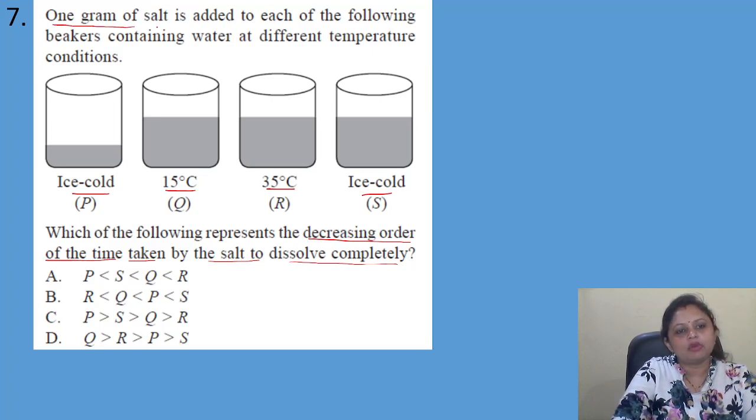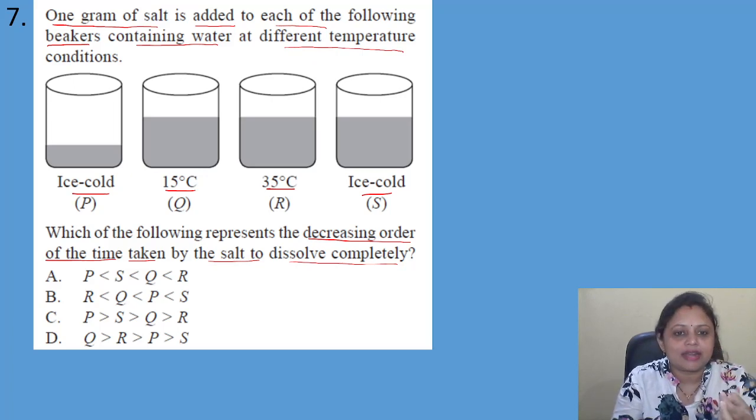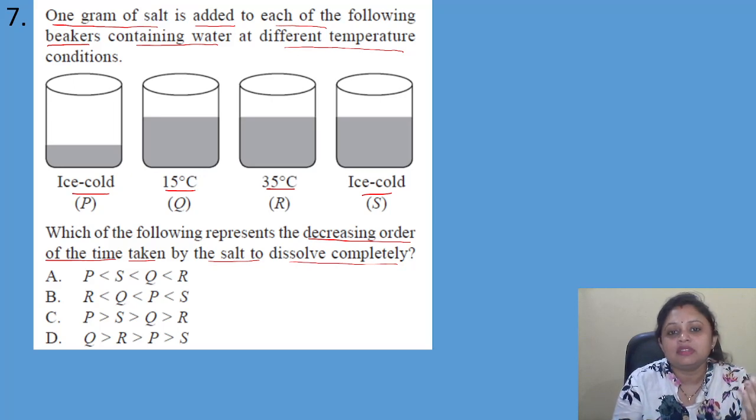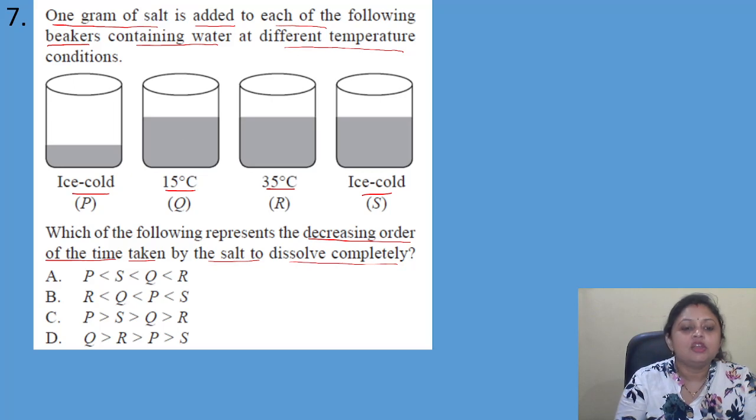Here 1 gram of salt is added to each of the following beakers containing water at different temperatures. So the temperature is different. We have to add 1 gram of salt. So in which case will it take less time to dissolve completely? Of course, where the temperature is high. If the temperature is higher, it will mix easily. So in which is the temperature higher? In R? Yes. So R will mix easily. R will take less time.